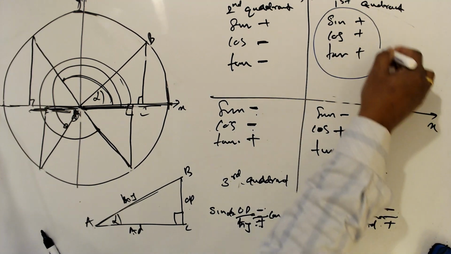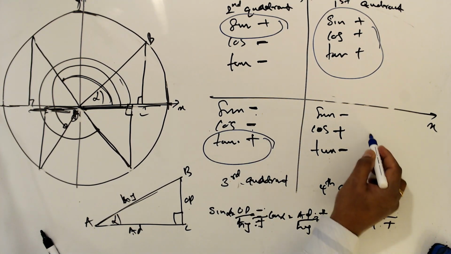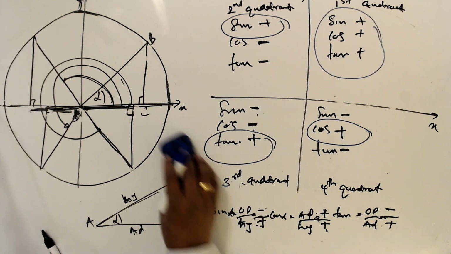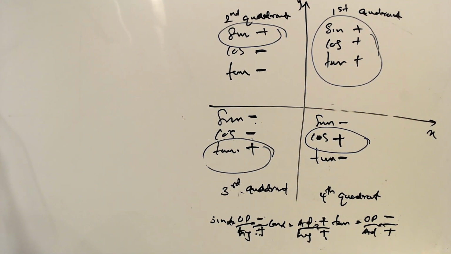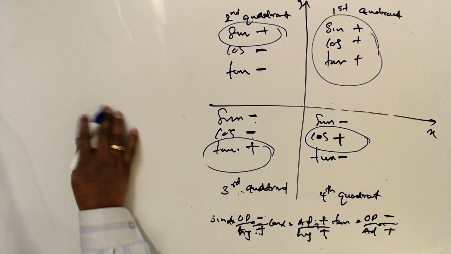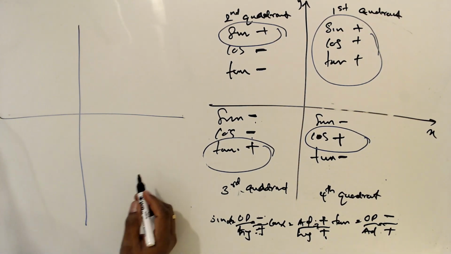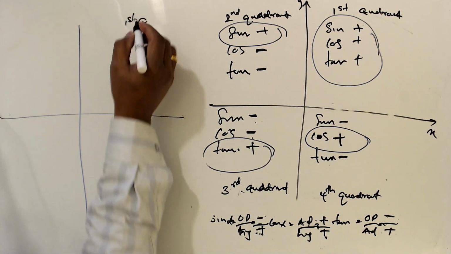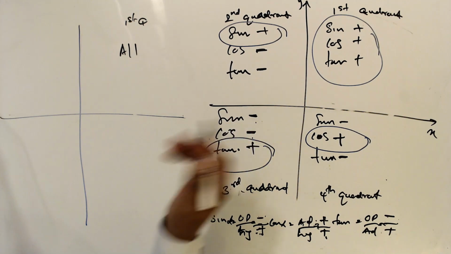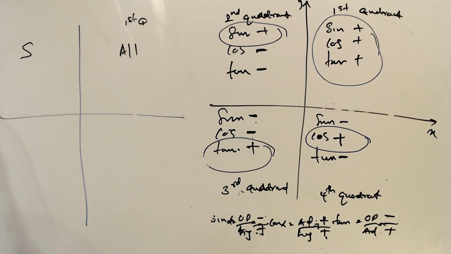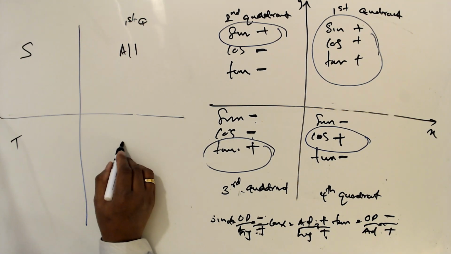You can see this is all positive. This is sine only positive. This is tan only positive. This is cos only positive. Now you can remember this one like this. In the first quadrant, all are positive. In the second quadrant, only sine is positive, others negative. In the third quadrant, tan is positive, and in the fourth quadrant, cos is positive.